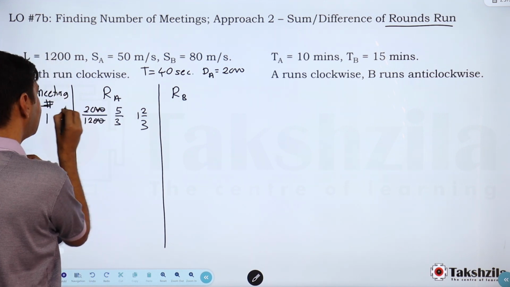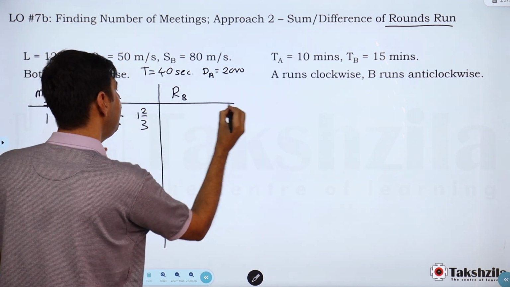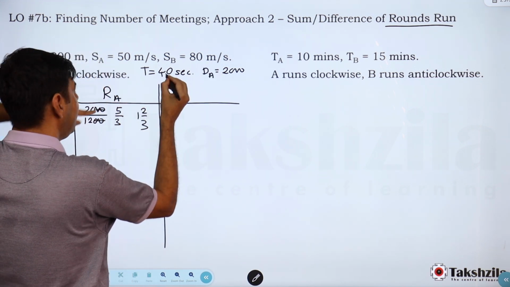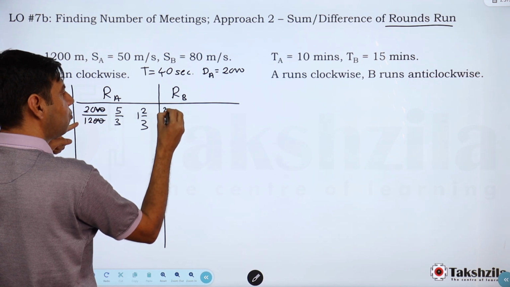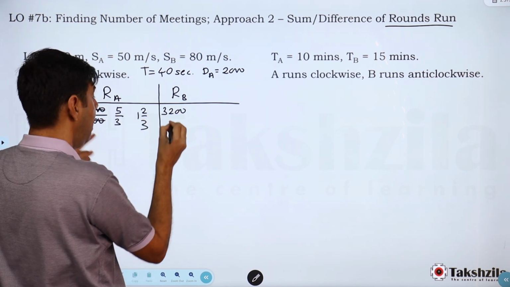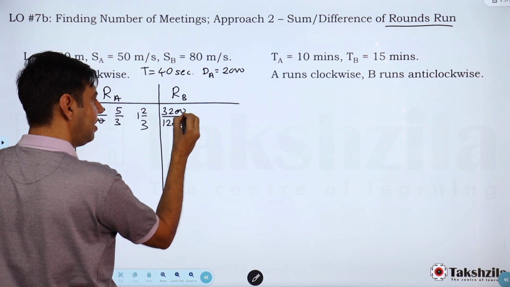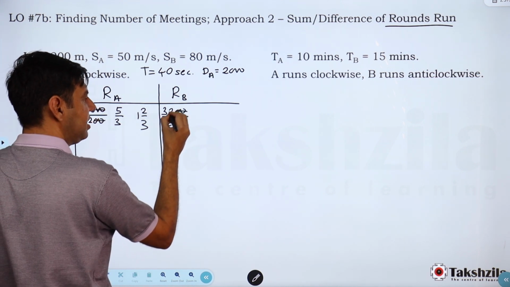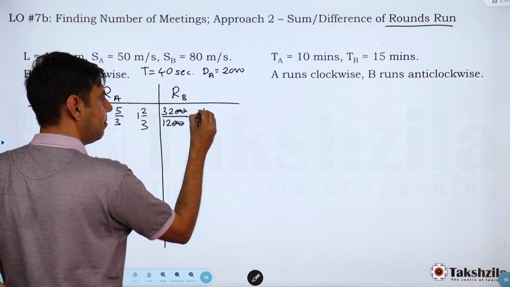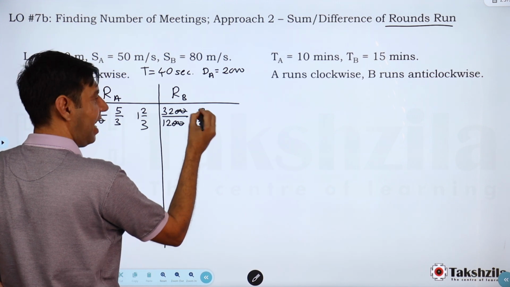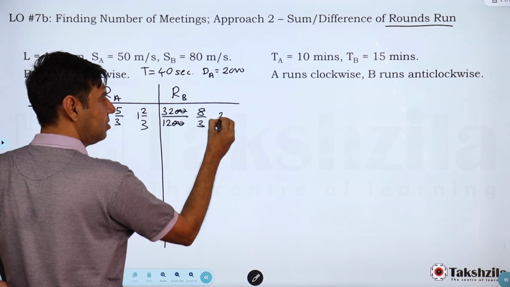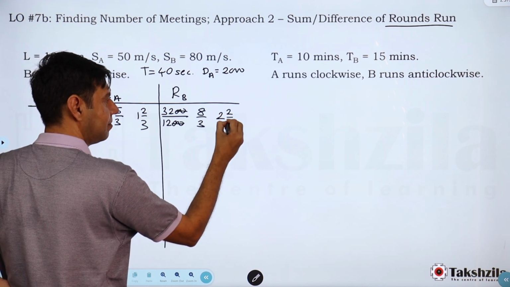And what about B running at that time? B has run 80 into 40, 3200 meters. If I talk of rounds run, I'll divide it by the track length. So in fractions, 8 by 3. And as mixed fraction, 3 2s are 6, 2/3.